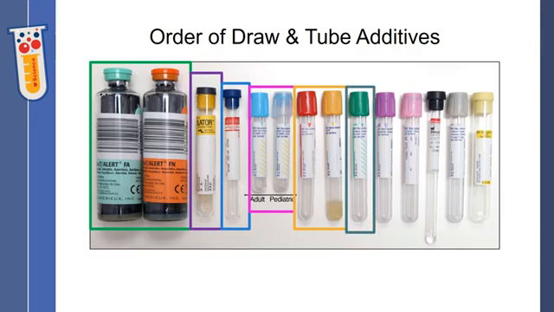Then we have our green top here. This is a sodium heparin or a lithium heparin. Both of those are green tops, and these are used mostly for chemistry testing. Here we have our purple top or lavender top, and then the pink top. These are both EDTA tubes, and I think specifically K2 EDTA tubes. These are used mostly for hematology and blood bank.